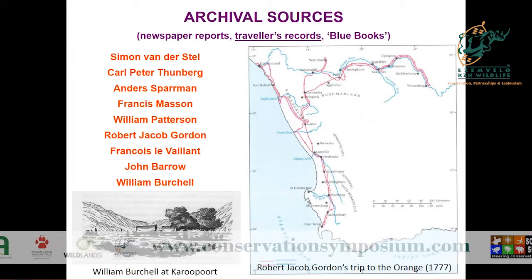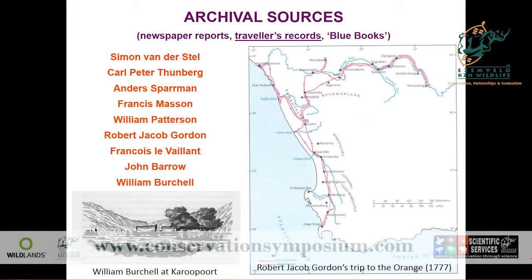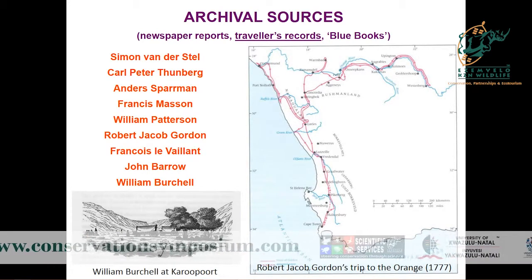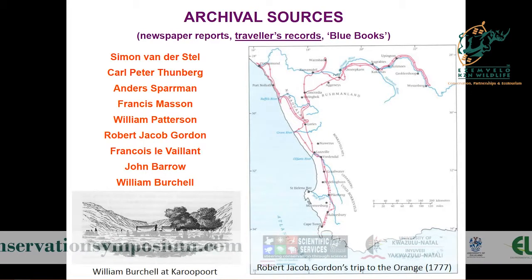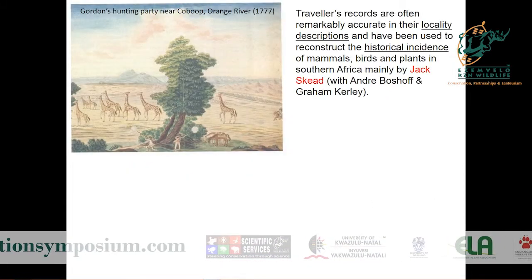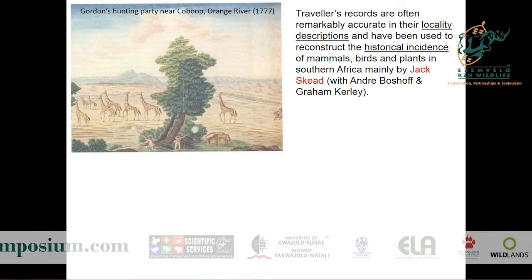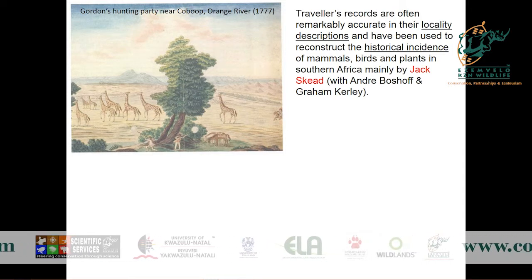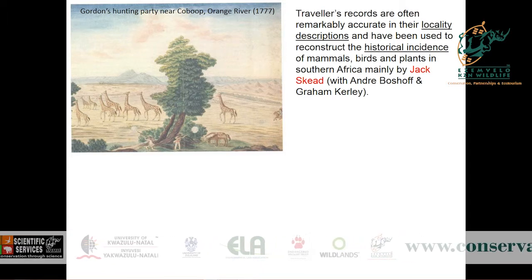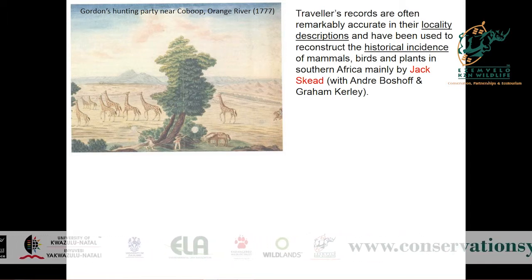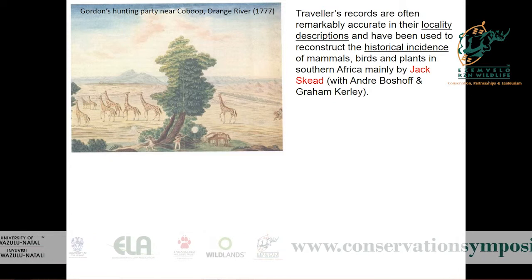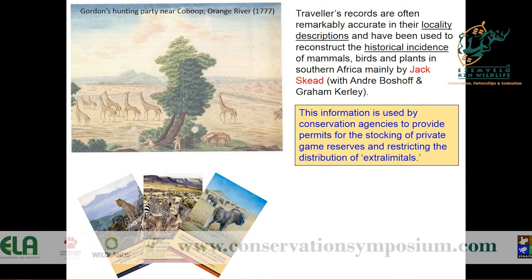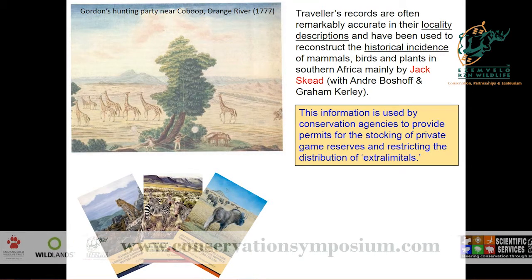So we have maps, we have locations, and many of them are available digitally as well, such as this one by Robert Jacob Gordon, his trip to the Orange River in the 1770s. And they're remarkably accurate in their locality descriptions in many cases, and they've been used to reconstruct the historical incidence of mammals, birds, and plants, for example, especially by the late Jack Skead, and with the group from Nelson Mandela University in Port Elizabeth, Andre Boshoff, the late Andre Boshoff, and Graham Kerley as well.